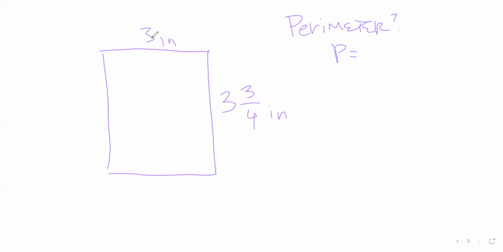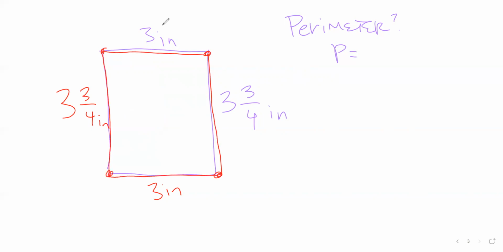How are we going to solve that? Well, the first thing I'm going to do is make sure I label all my sides. So this is also 3 inches because it is the opposite side of a rectangle. And then this is 3 3/4 because this is the opposite side as well. So now that I have them all, I'm just adding the measurement of each side. So that means I have 3 plus 3 3/4 plus 3 plus 3 3/4.